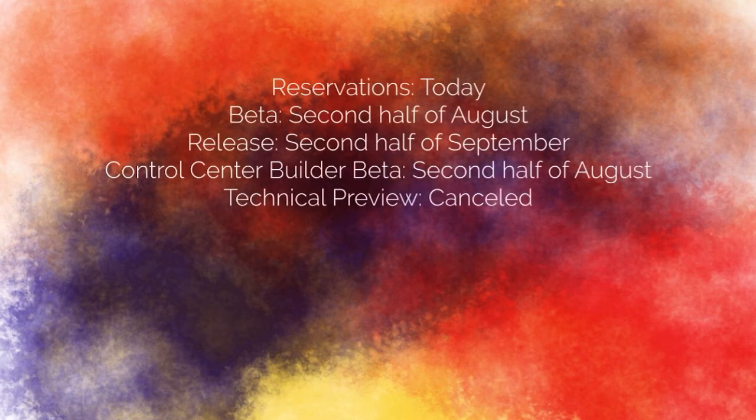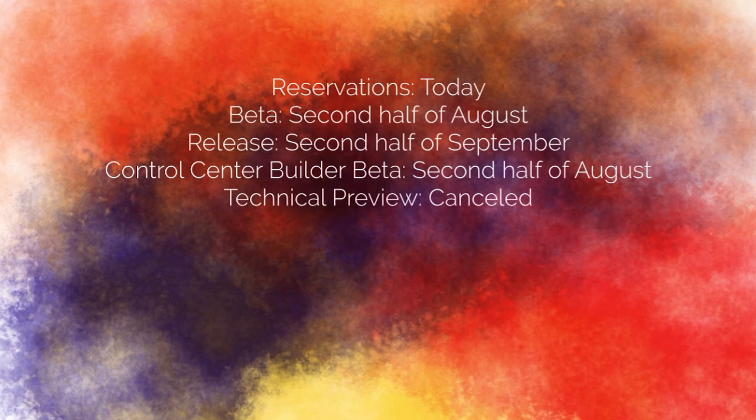In terms of release for both of these shortcuts, we're announcing reservations today, which gets you access to the beta in the second half of August, and the release in the second half of September. The Control Center Builder beta in the second half of August allows you to create your own versions of these shortcuts. And now we're going to be updating them with version 4.0 with the new Control Center Builder beta. That's going to be available in the second half of August, so you can get your shortcuts ready.